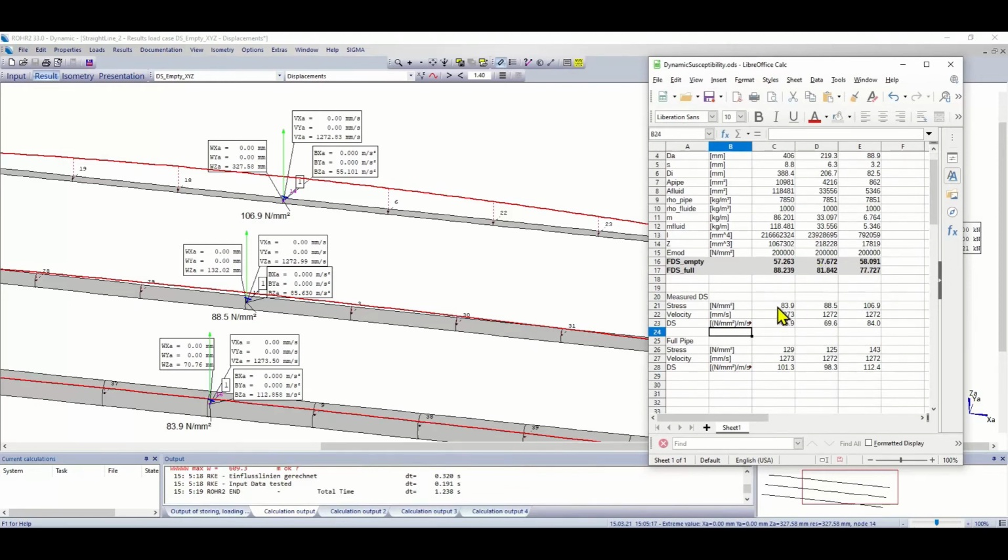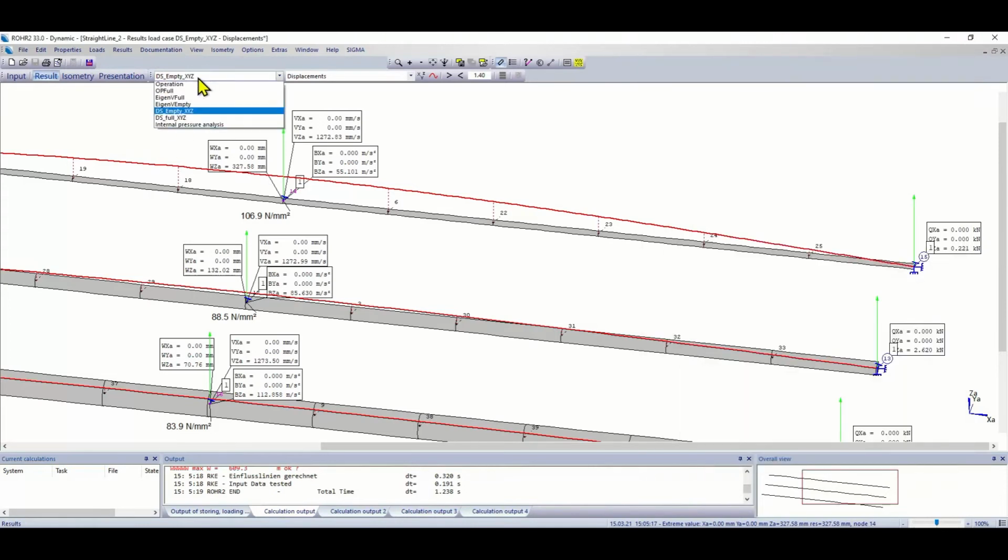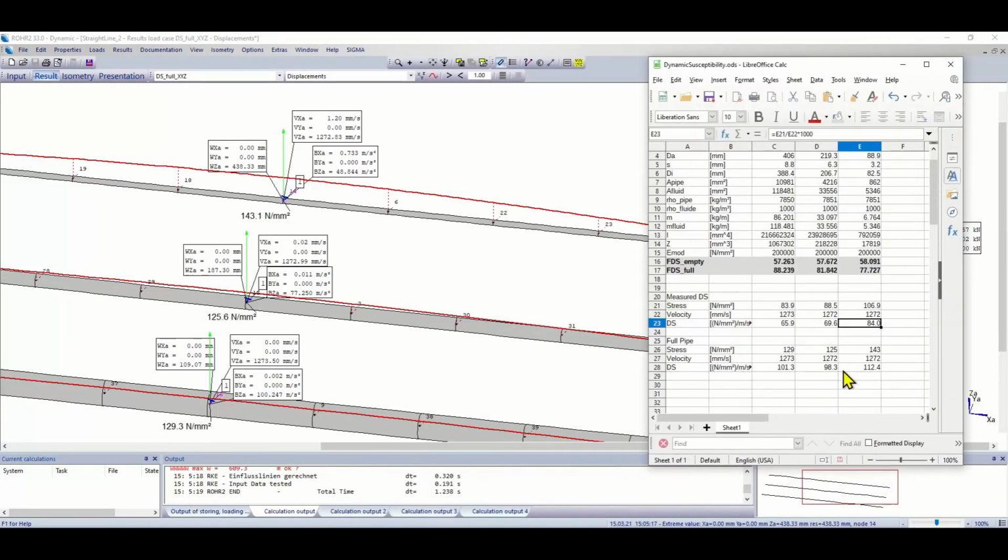And now I've put here, for the three lines, the stresses calculated in the ROHR2 model and divided them by the speed of the ROHR2 model, and I get the dynamic susceptibility of my point here in the middle of this piping system. And we can see it's pretty close to this minimum 58 of the fundamental dynamic susceptibility. I can also do this now for the full system and check the DS for that. I've done this here in the lower part, and the dynamic susceptibility is again a little bit higher than this theoretical minimum.